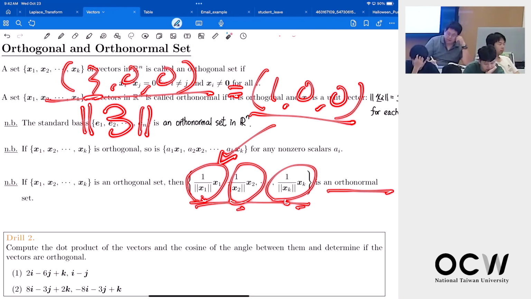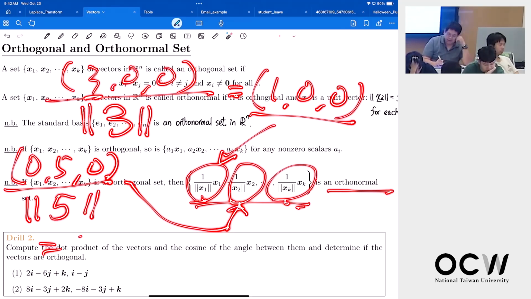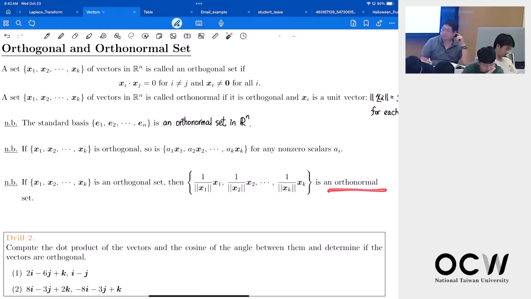And how about x2? x2 is 0, 5, 0. Then I divide by my norm, which is 5. Then I got 0, 1, 0. So here you can see that the dot product is still 0 and the norm of that vector is 1. So they are orthonormal.